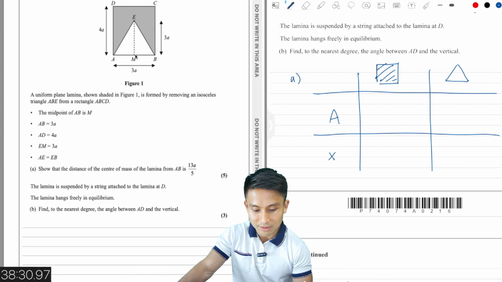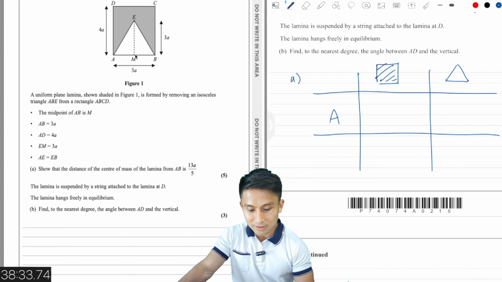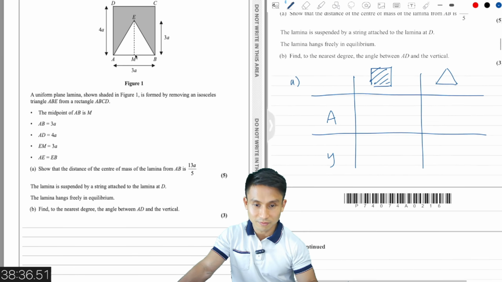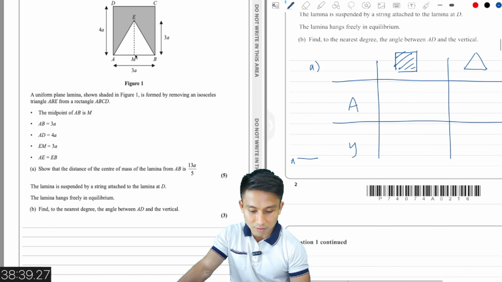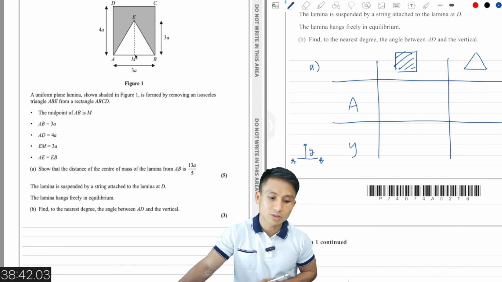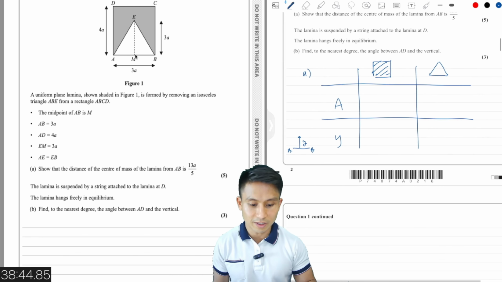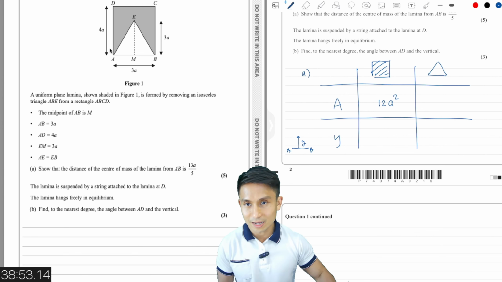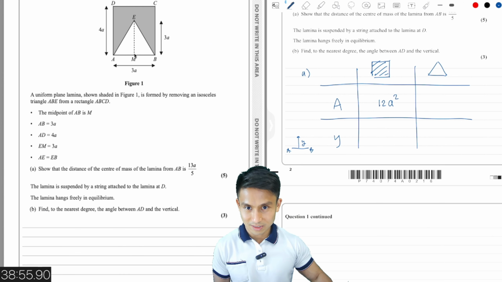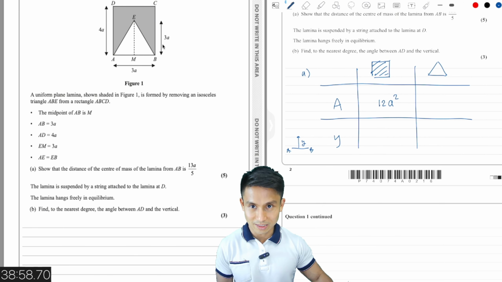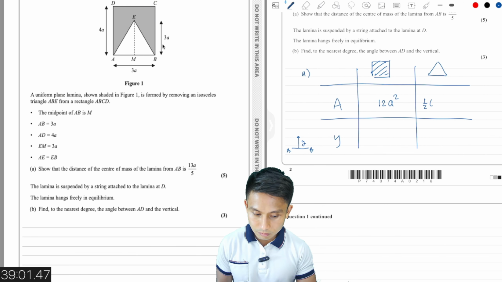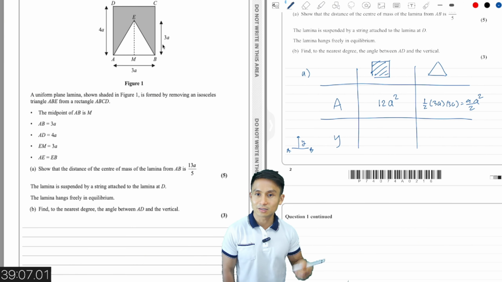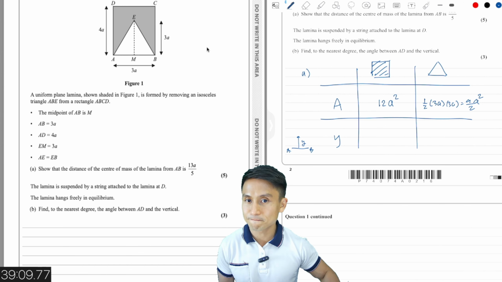And this will be the center of mass, yeah? So we do y, because this is vertically above AB. Okay, so this is measured from AB. The area of the rectangle is 4A times 3A, so that's 12A squared. And the isosceles here, this is just a triangle, so it's half times 3A times 3A, so that would be 9 over 2 A squared, right? And this is a subtracting area, okay?